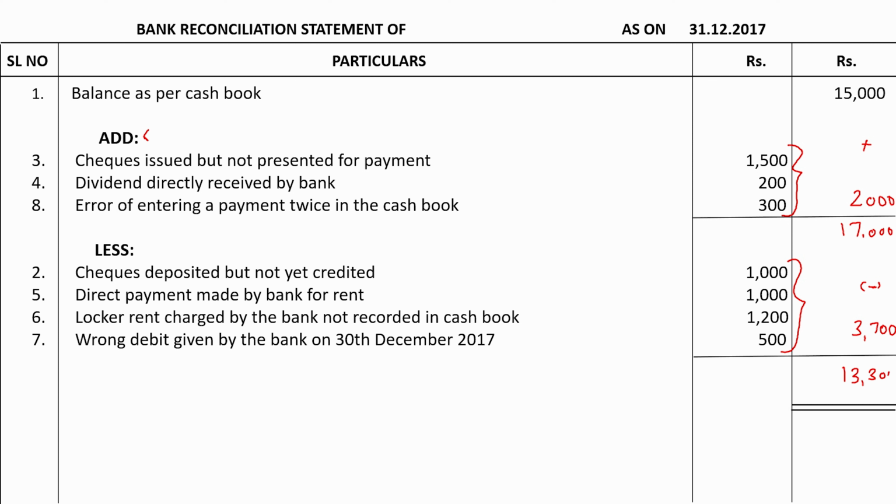We started with the balance as per cash book. So our end result will be the bank statement. We start with cash book and we end with bank statement. Now this is the positive amount, isn't it? As it is a positive amount, we conclude that it is the balance as per bank statement.